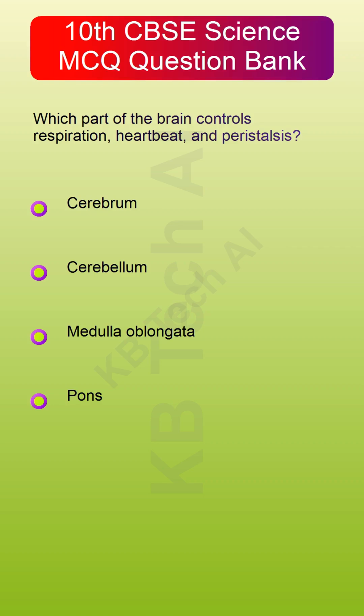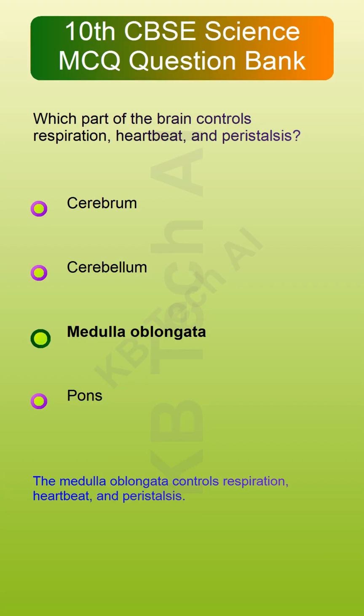Which part of the brain controls respiration, heartbeat, and peristalsis? Option 1, cerebrum. Option 2, cerebellum. Option 3, medulla oblongata. Option 4, pons. The answer is Option 3, medulla oblongata.